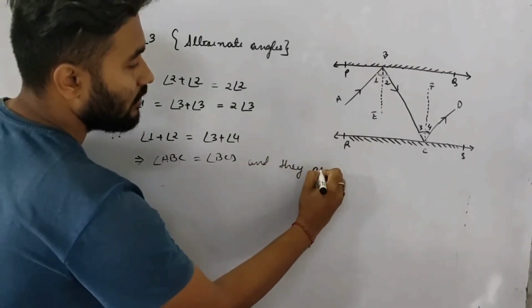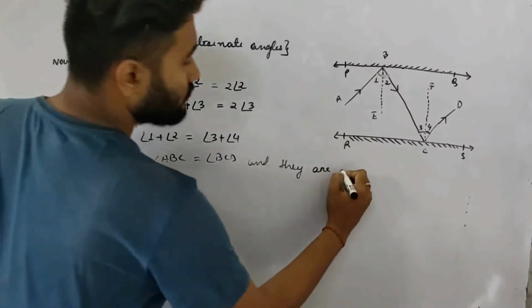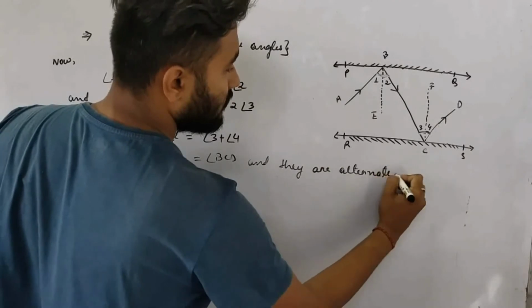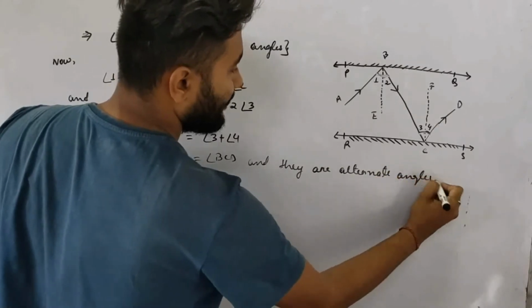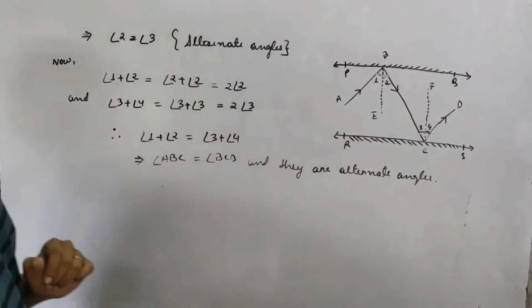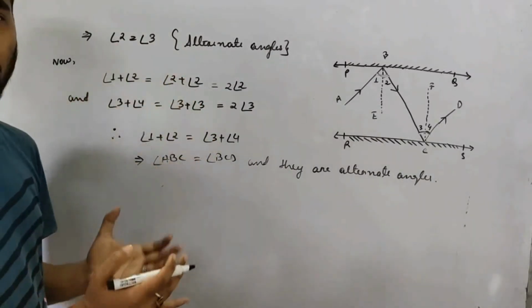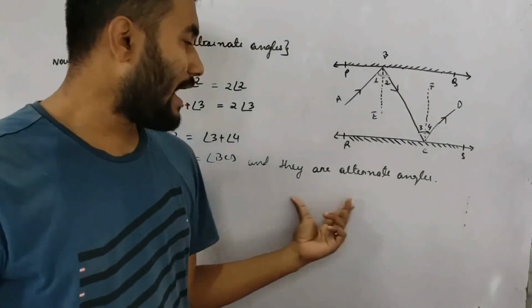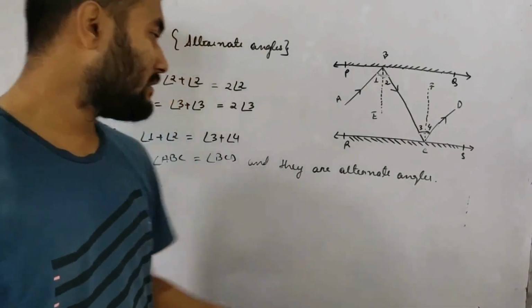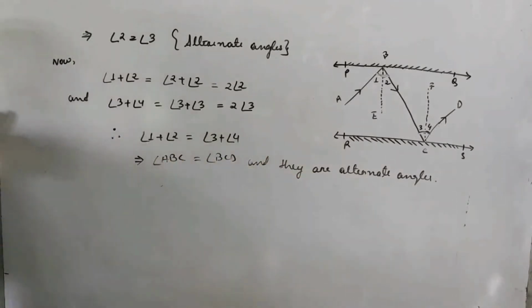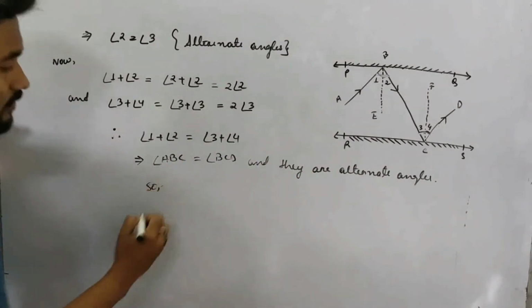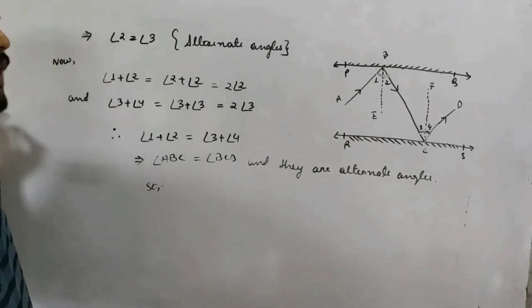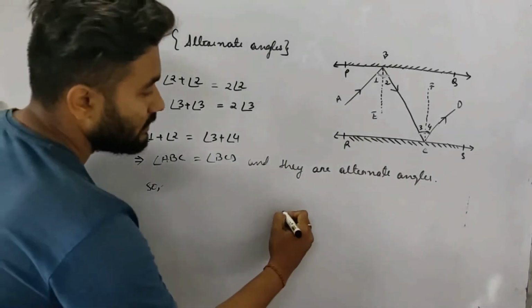They are alternate angles. By a different way, we have shown that these two are equal, and they also look like alternate angles. So simple, if parallel, then alternate, and if alternate, so what will be your parallel lines? This like this, isn't it?